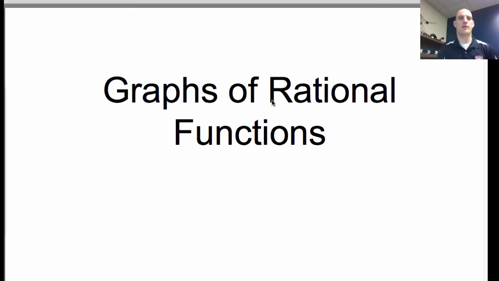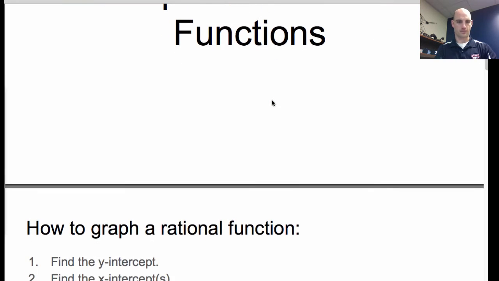Welcome back. Today we're going to talk about graphs of rational functions. We've talked previously about how to find asymptotes and x-intercepts, and this is kind of putting it all together. As we look to graph rational functions, we're going to look at what it would take to sketch them, knowing the intercepts and the asymptotes. So let's go ahead and go.